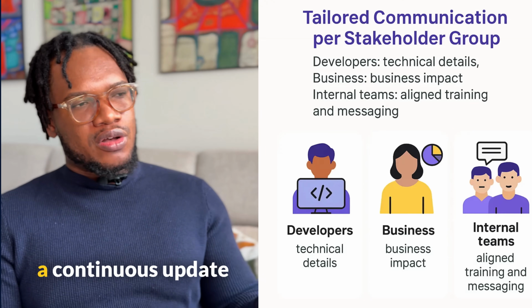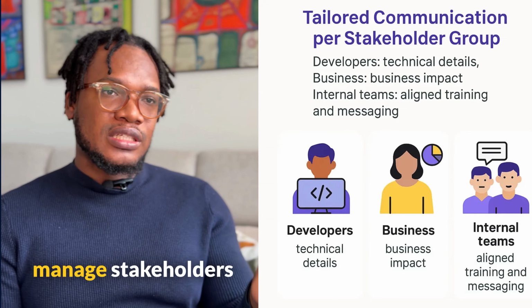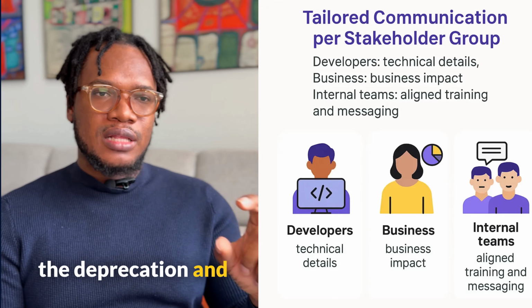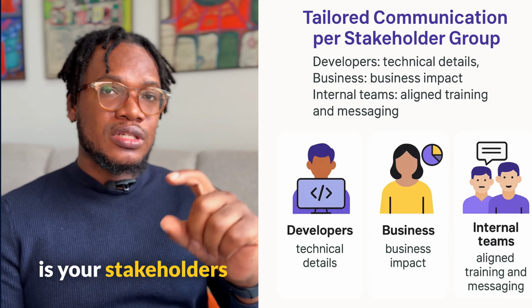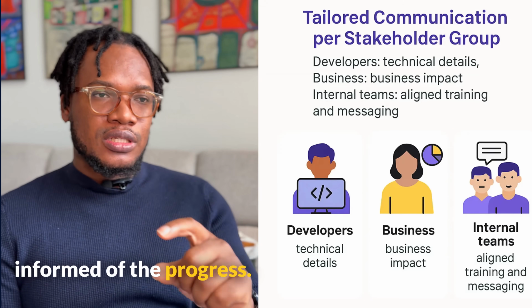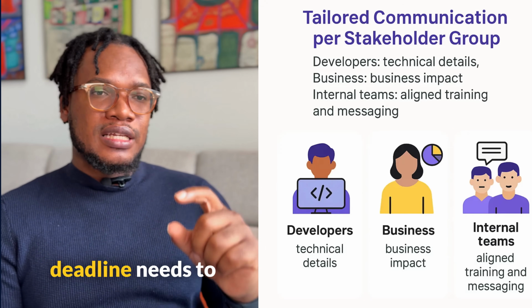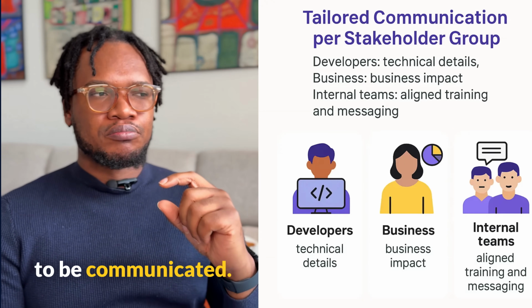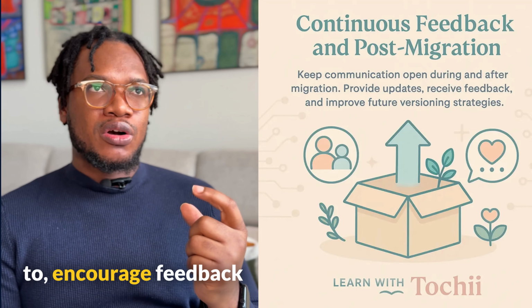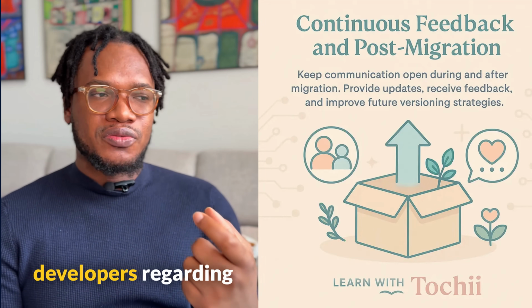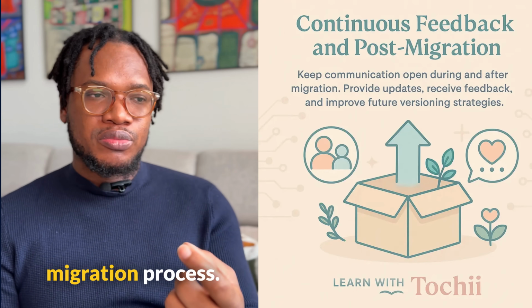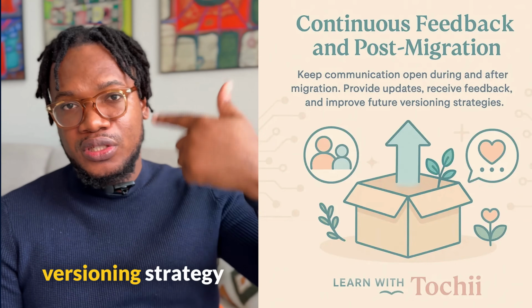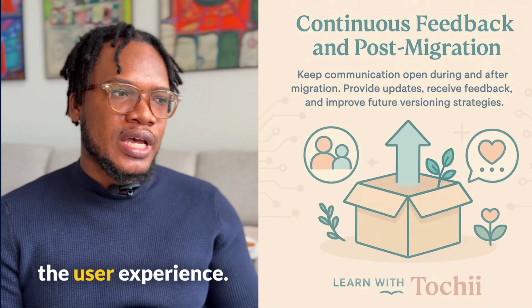There must always be a continuous update and feedback loop. Manage stakeholders. Provide consistent updates throughout the deprecation and migration process, that is, keep your stakeholders informed of the progress. So any upcoming deadline needs to be communicated. Any potential changes to the timeline need to be communicated. The feedback channel is to encourage feedback from your partners and developers regarding the new version and migration process. Use this feedback to refine the versioning strategy over time to improve the user experience.